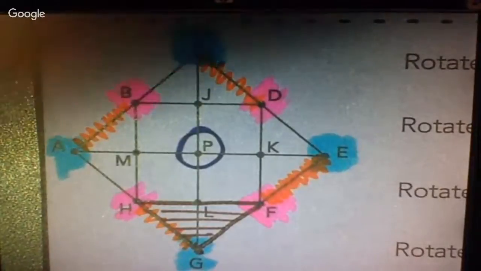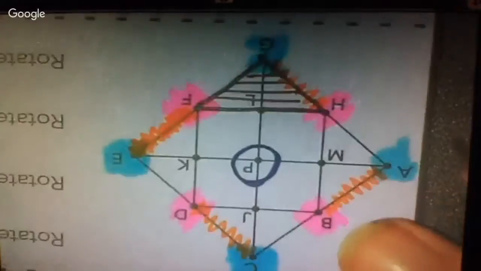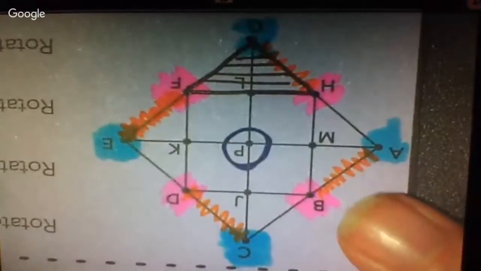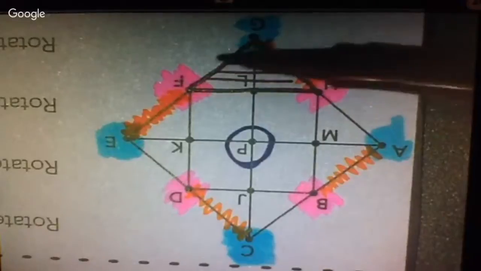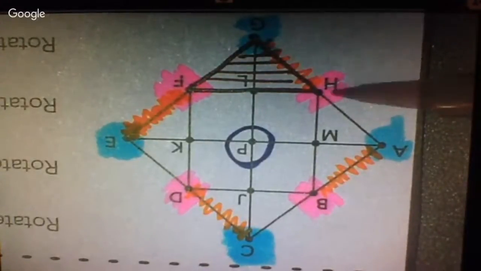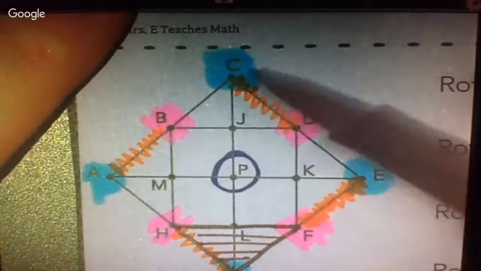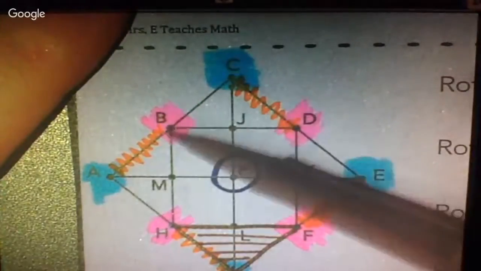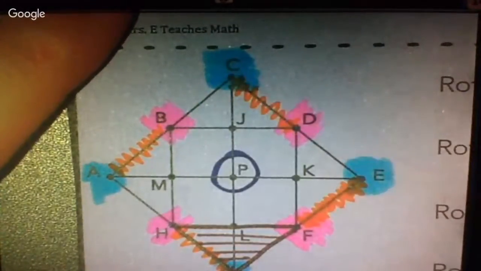Okay, so watch what happens. If I actually flip this 180 degrees, F is on my left, G is at the top, H is on my right. So when I'm back at my regular picture, it needs to go left, top, right. So B, C, D.